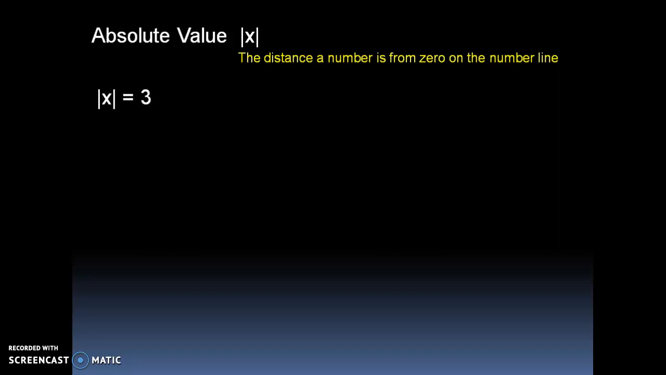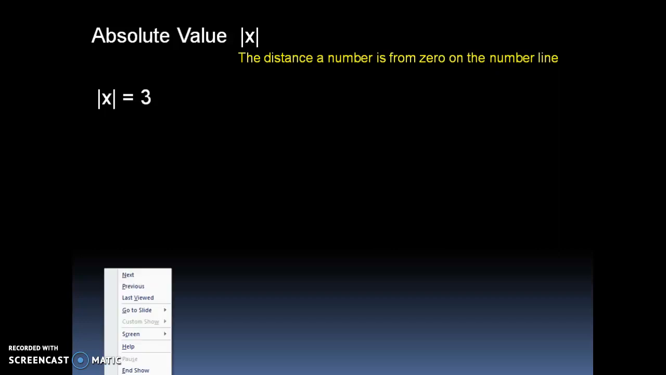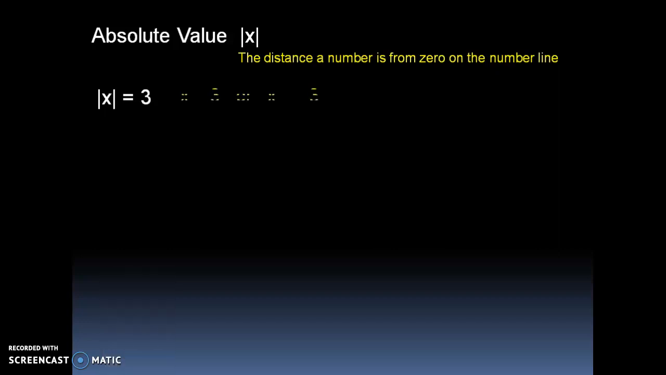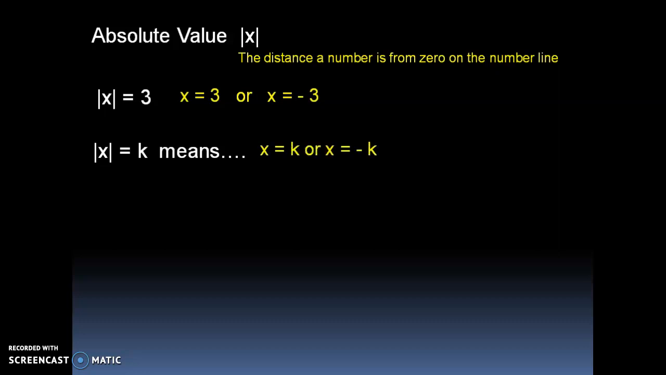So the absolute value of x equals 3. In other words, what number is 3 units from 0 on the number line? So x can be 3 or x can be negative 3. Both of those are 3 units from 0 on the number line. In more general terms then, if the absolute value of x equals k, that means that x has to equal k or x can equal negative k.